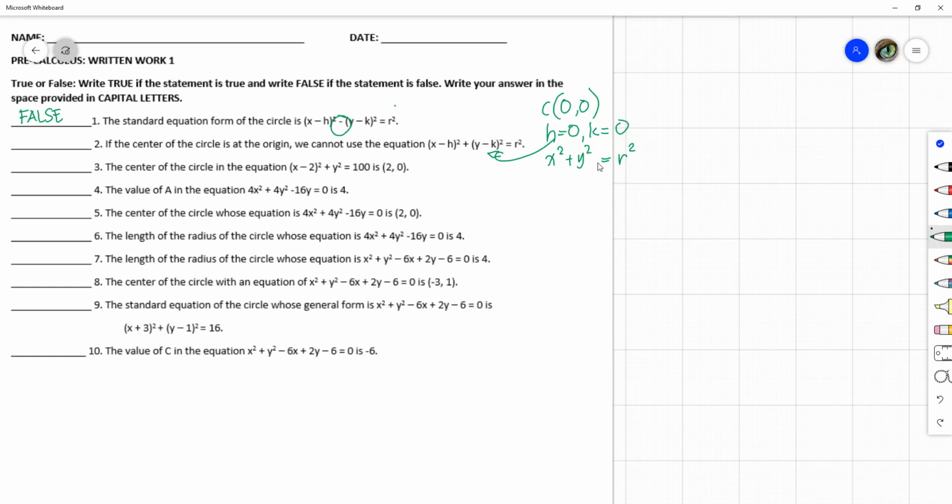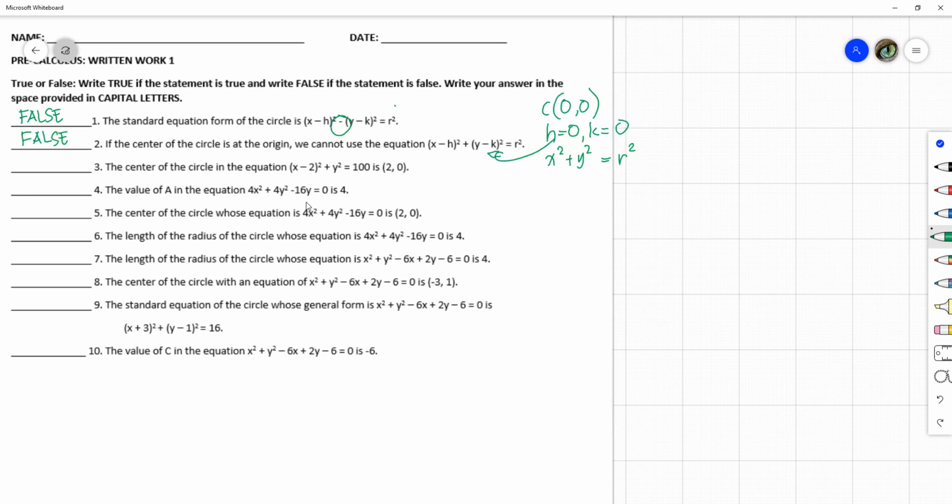The center is at the origin. So in other words, we can still use the equation (x minus h) squared plus (y minus k) squared equals r squared, even if the center is at the origin. Therefore, this is false because we can still use the equation.